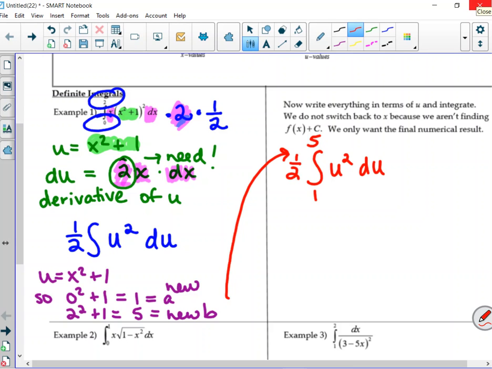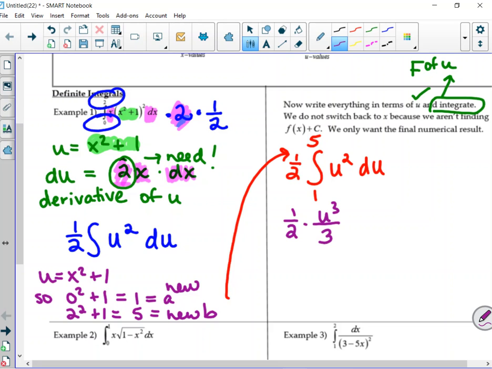Now, everything is in terms of u. We're going to integrate. We're going to find the big F function. Now, I have to be careful about this. It's the big F function in terms of u, F of u, instead of F of x. It's big F because remember, in the fundamental theorem, we take big F of b minus big F of a. I need to find my antiderivative.